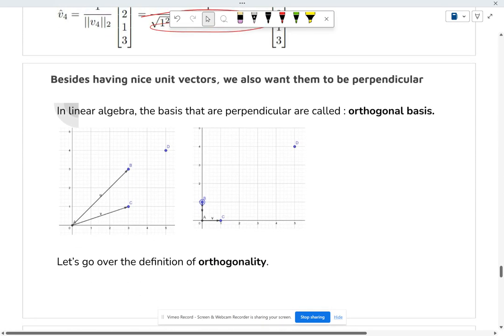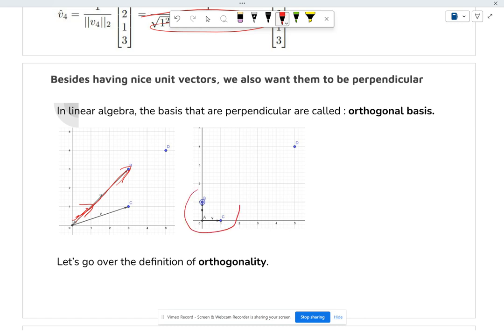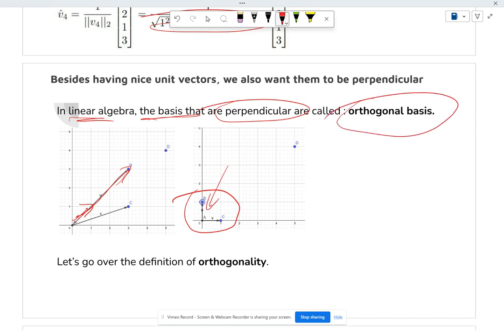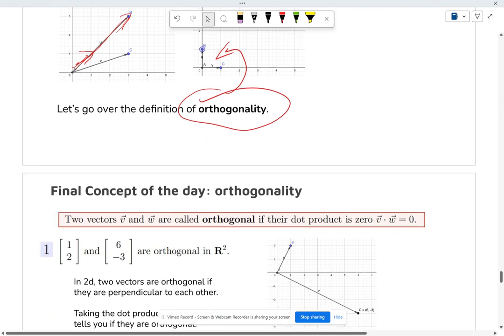Now, remember, the first part is we scale them back to 1. The second part is ideally we want them to be perpendicular. So that's the second part. In linear algebra, the concept of perpendicular for the bases is called orthonormal bases. So these are orthonormal bases. And orthogonality is the property of having the orthonormal basis.